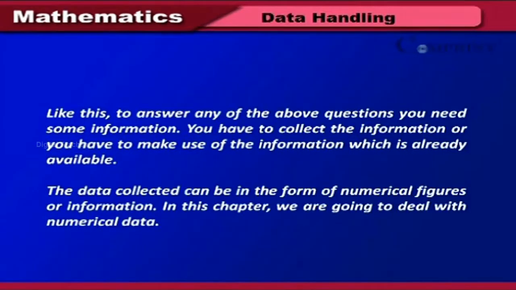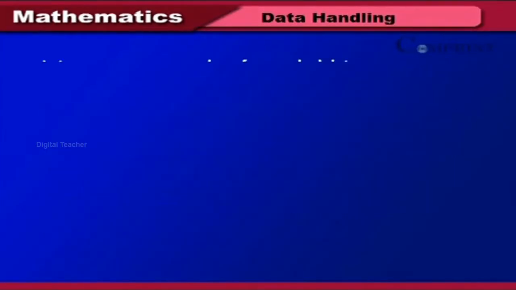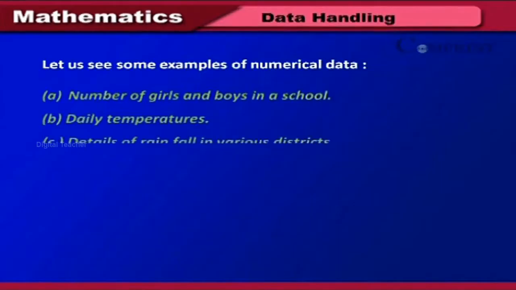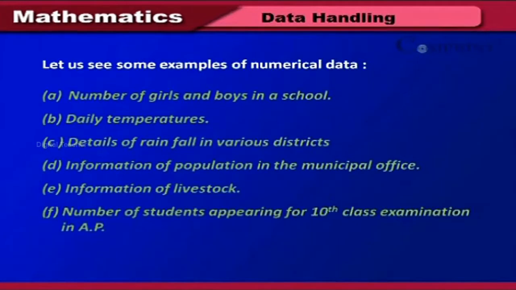The data collected can be in the form of numerical figures or information. In this chapter, we are going to deal with numerical data. Let us see some examples of numerical data. A. Number of girls and boys in a school. B. Daily temperatures. C. Details of rainfall in various districts.